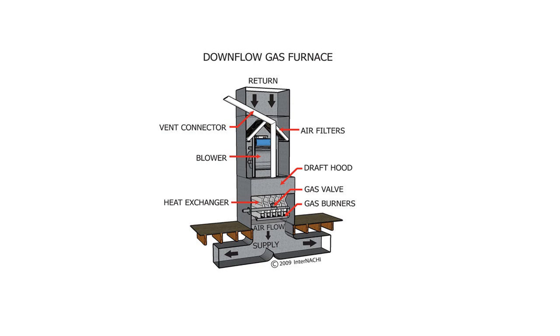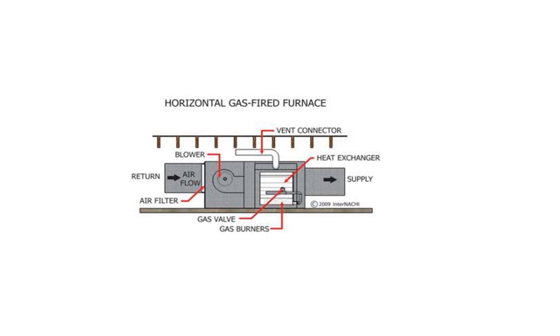A downflow furnace has supply ductwork at the bottom and return at the top. An example of where you might see a downflow furnace would be in a mobile home, in that it has ductwork in a crawl space below the home, and the furnace is installed somewhere in the living space. A horizontal furnace has the supply ductwork attached to one side and the return ductwork attached to the other. An example of where you might see a horizontal furnace could be in the attic of a home.